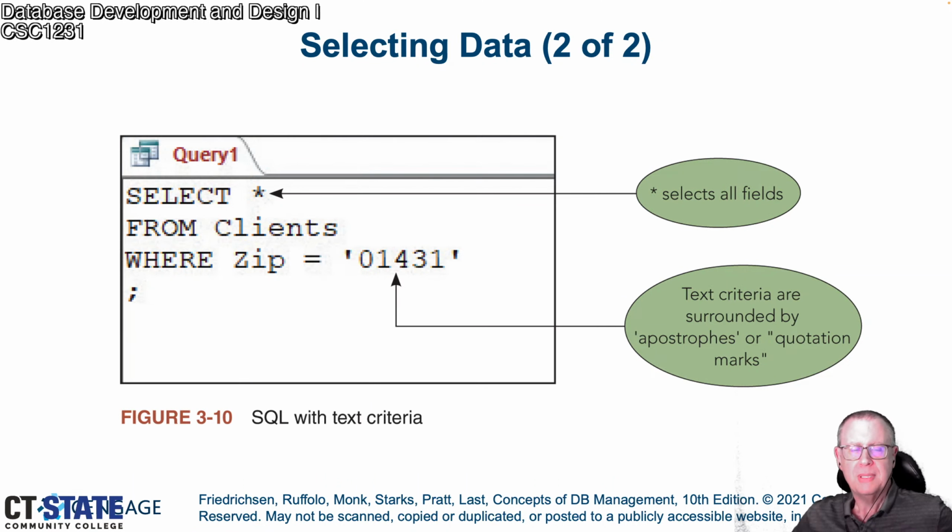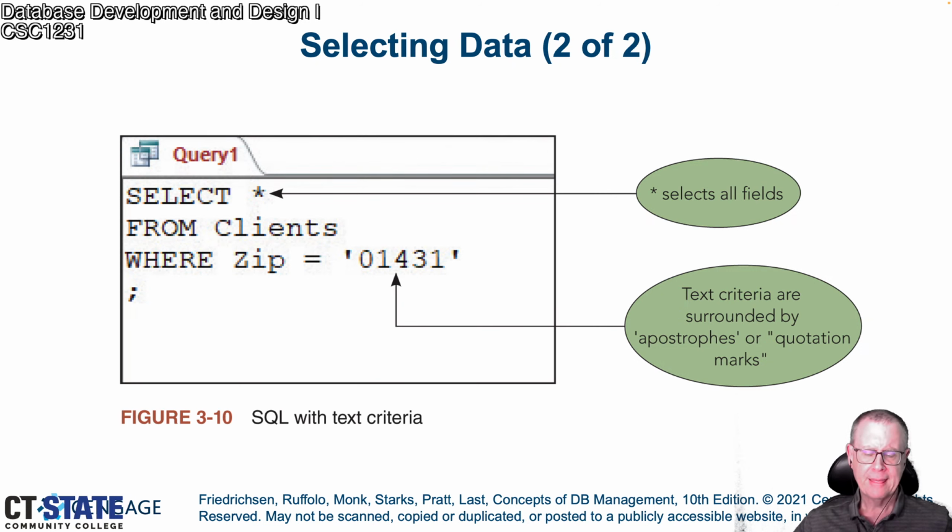Right, so here's a simple example. Select star. Now often we want to get all of the fields out of the data, so there's a shorthand using that asterisk. So select star will bring all of the fields out of the table we're querying. The table we're querying here is the clients table, and we're filtering on the zip code field of the table, and we only want clients whose zip code is 01431.